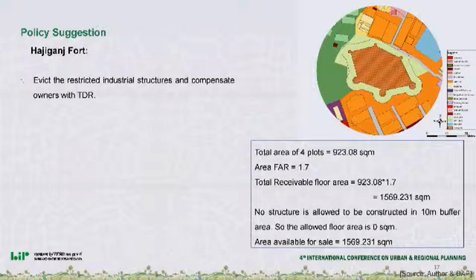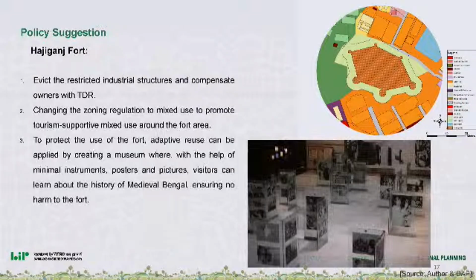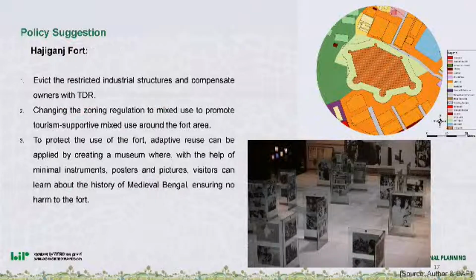We recommend evicting the restricted industries and structures and compensating the owners with TDR. Here the TDR calculation is given. Then change the zoning regulations to mixed-use development around the site. Then adaptive use should be applied here with minimal instruments so that users can learn about the history of the fort and medieval Bengal.